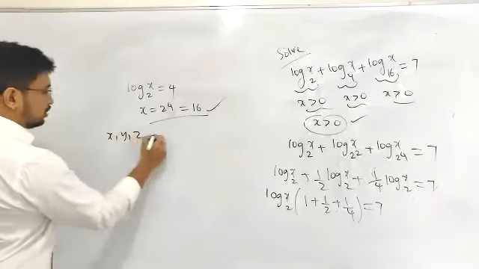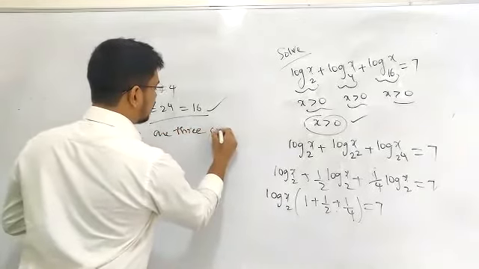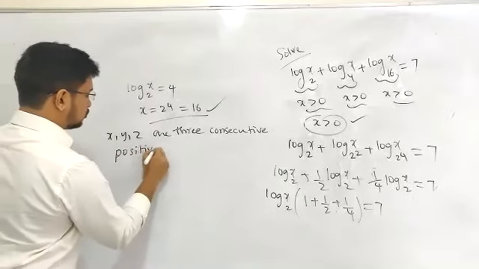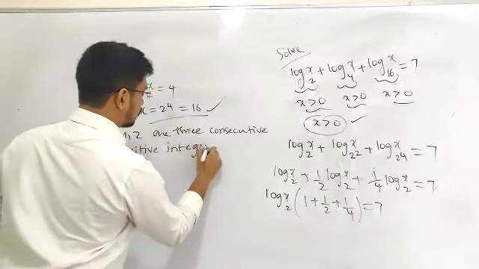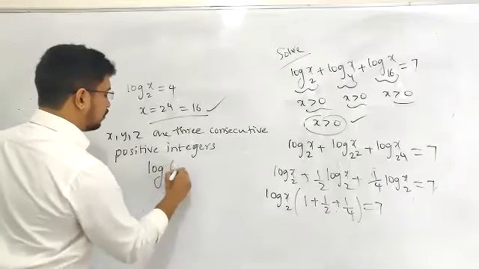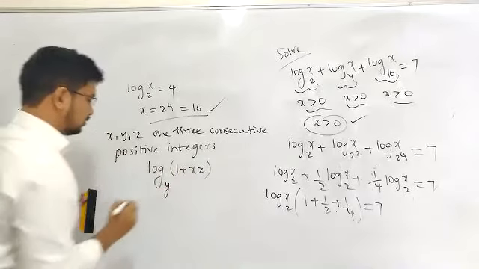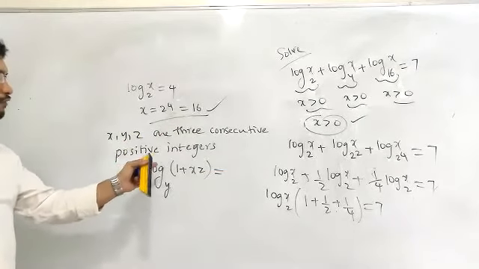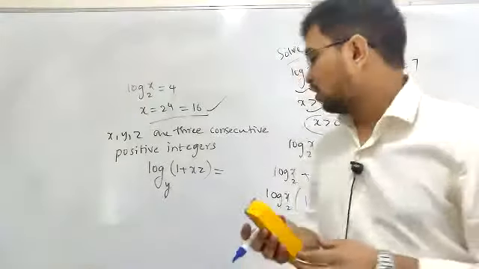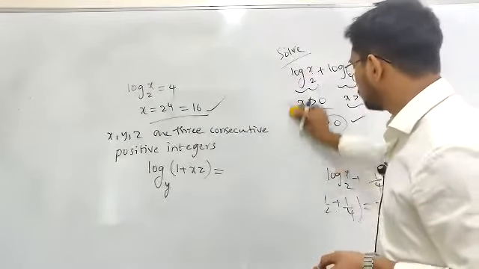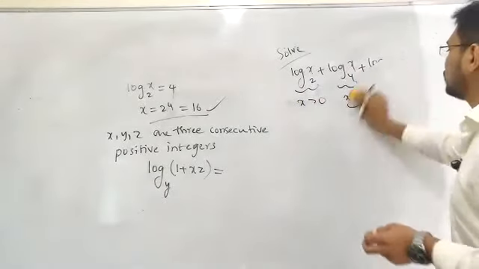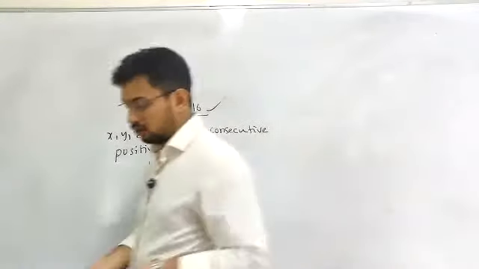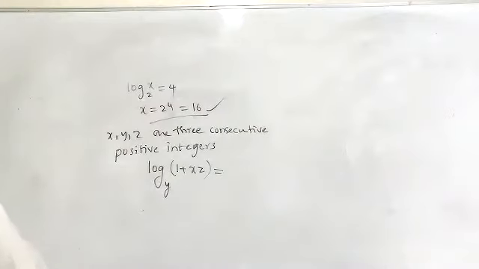Next question. If x, y, z are 3 consecutive positive integers, then find the value of log of 1 plus xz to the base y. Time is half minute again. These problems are very basic, because if you do it like this, you can apply the properties and do it faster. Do it, make it fast.